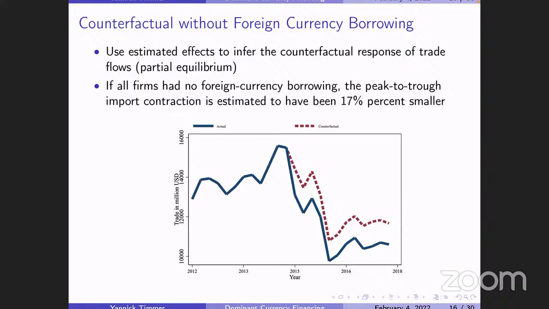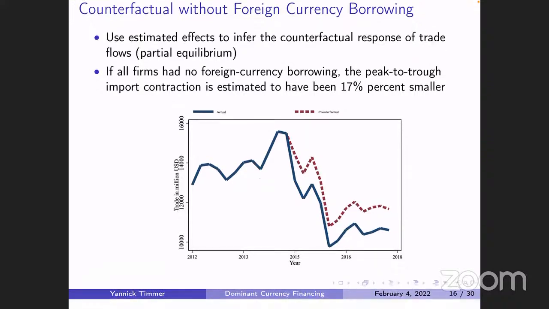So it doesn't explain, of course, all of the decline in imports, but it explains 17%, which is, we think, a relatively large amount. And of course, the remaining drop, even without any foreign currency borrowing, could then be explained through other channels, such as the expenditure switching channel. But we really think that our channel here really is a big contributor.